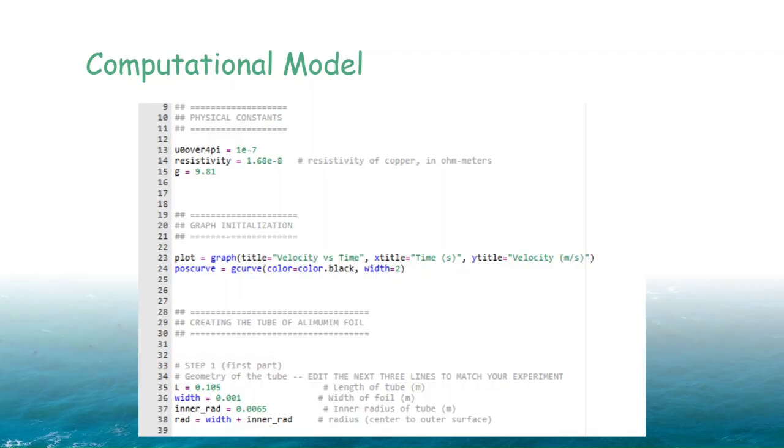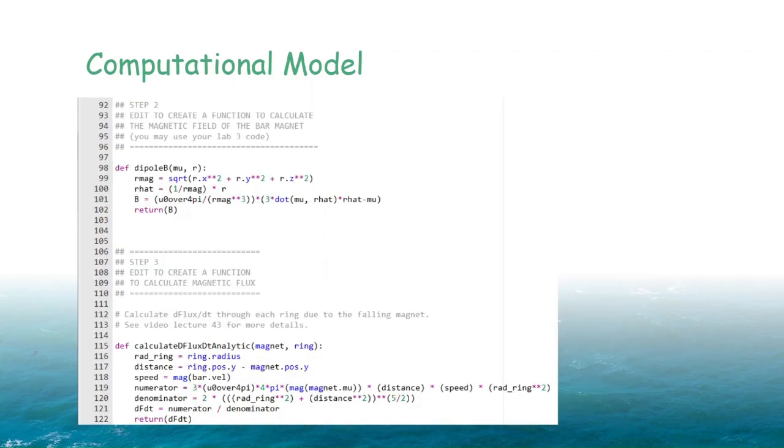Moving on to the computational model, we have the physical constants, which are Km, the resistivity, which is for copper, and g for gravity. We have the length of the tube divided by 10, so that the computational model would be able to simulate the magnet falling properly. And we have the width and the inner radius.